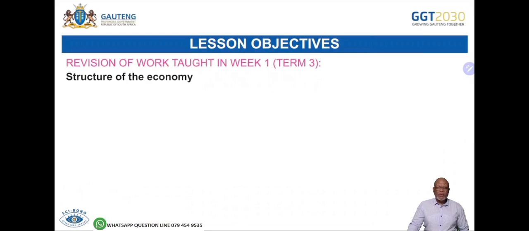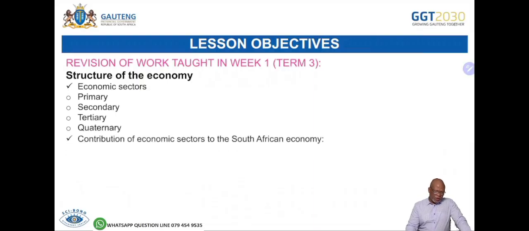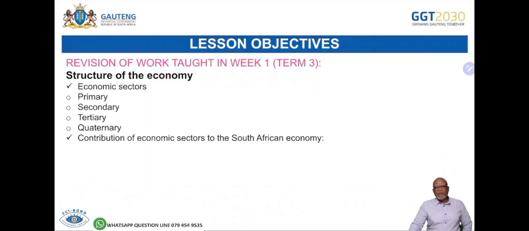We're looking at the structure of the economy. We're looking at the economic sectors. Under economic sectors, we look at the primary sector, the secondary sector, the tertiary sector and the quaternary sector. Then we're going to look at the contribution of each sector to the South African economy. We'll look at how each sector is contributing, because different sectors will contribute differently to the economy of the country.